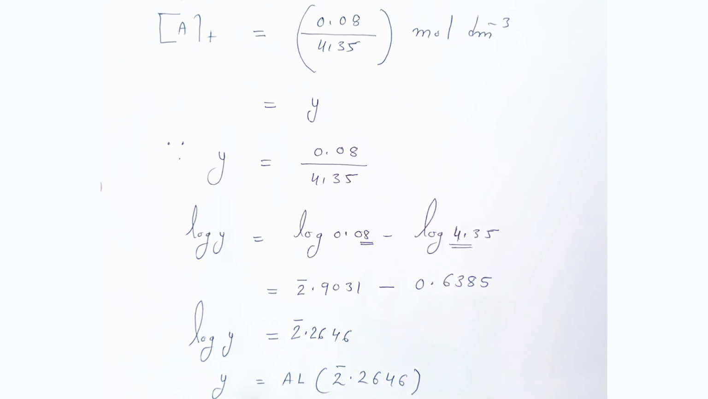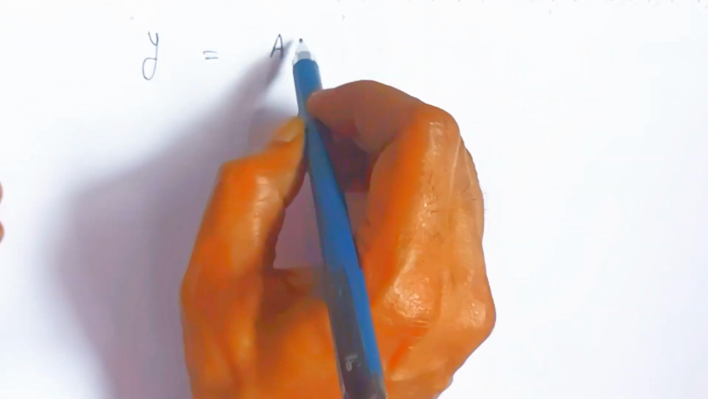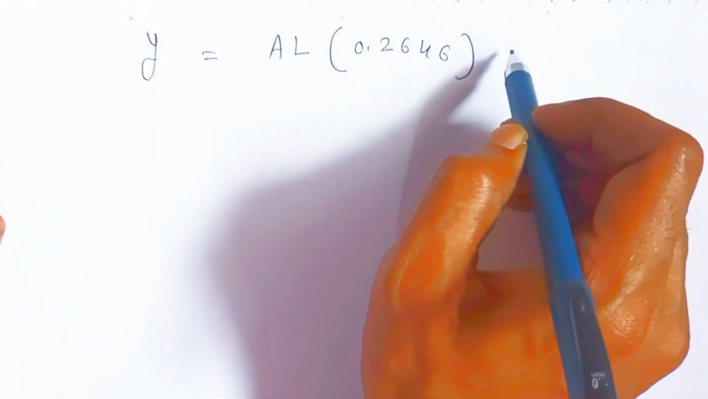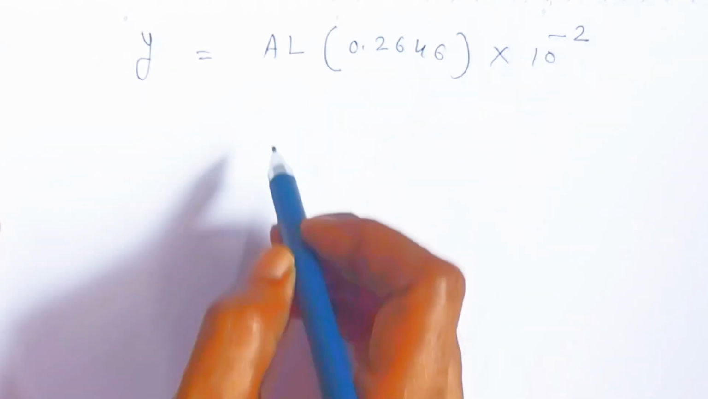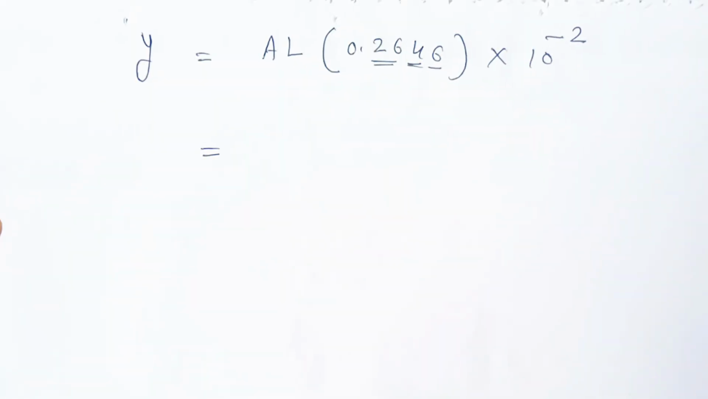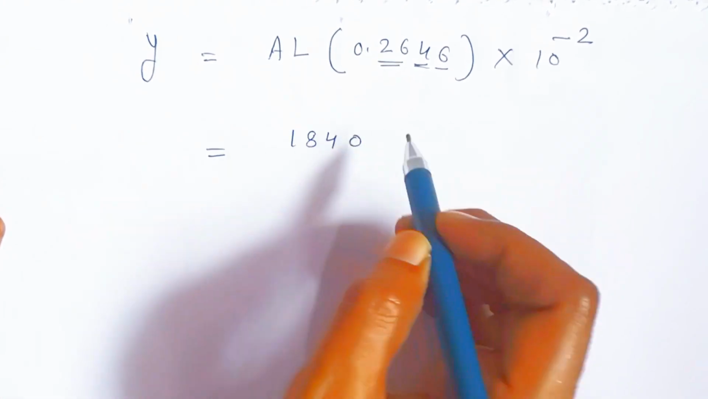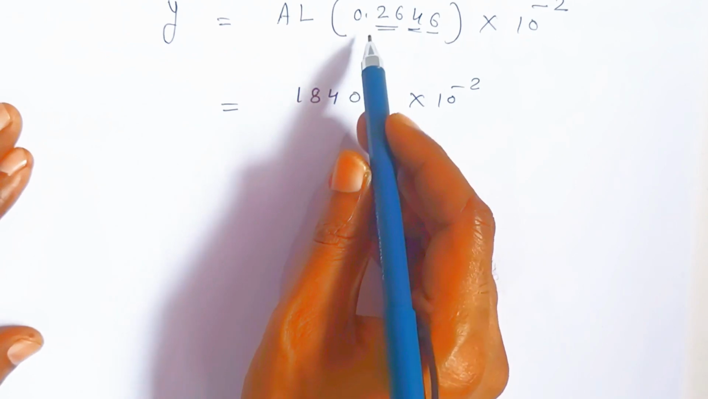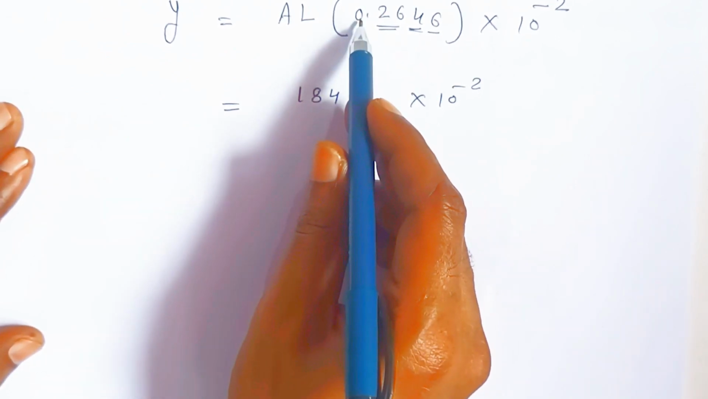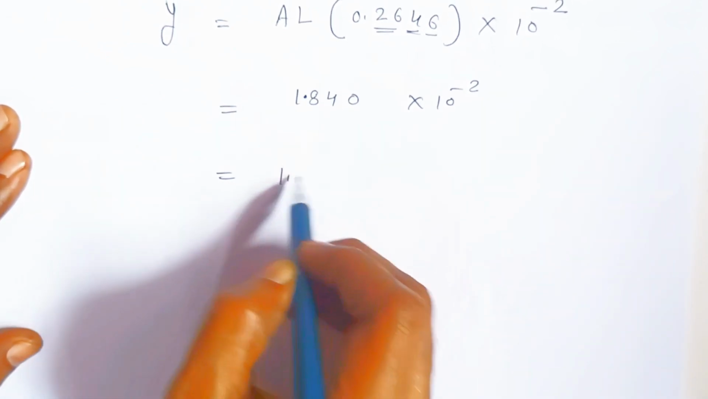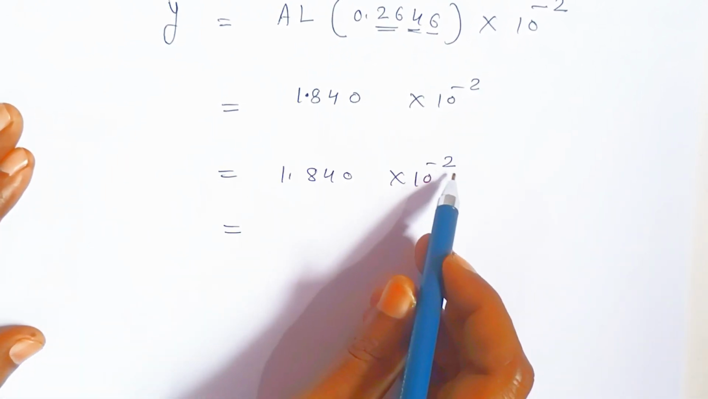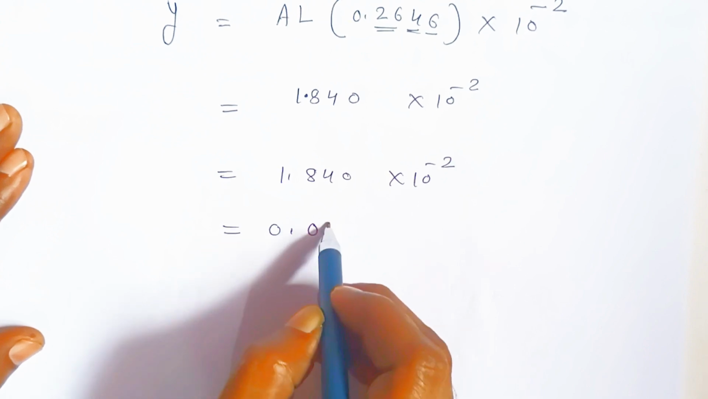When you take the anti-log of this value, you get the anti-log of 0.2646, and the anti-log of bar 2 will be 10 raised to minus 2. Now in the anti-log table, 26, 4 and 6, you will find 1840. So you will find 1840 into 10 raised to minus 2. Where will the decimal be? When the characteristic is 0, the decimal will be here. So 1.840 into 10 raised to minus 2, which is nothing but, if you divide by 100, the decimal will shift here, 0.0184.